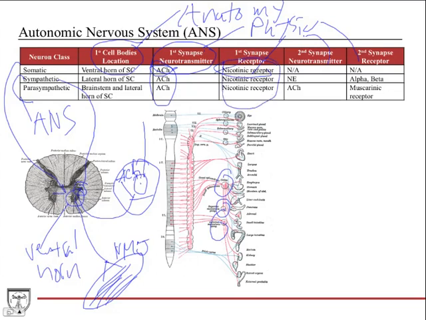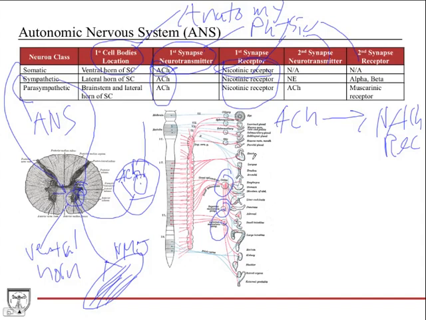It's the nicotinic acetylcholine receptor. So every first synapse is acetylcholine going into a nicotinic acetylcholine receptor, okay? Now, let's get into the secondary synapse, okay?